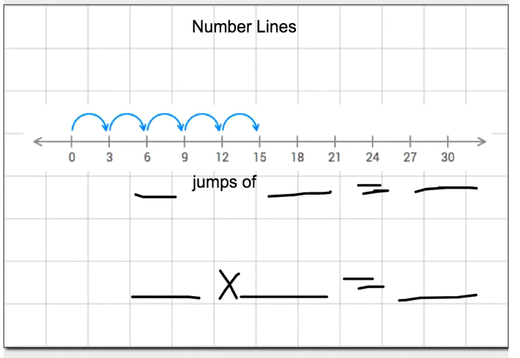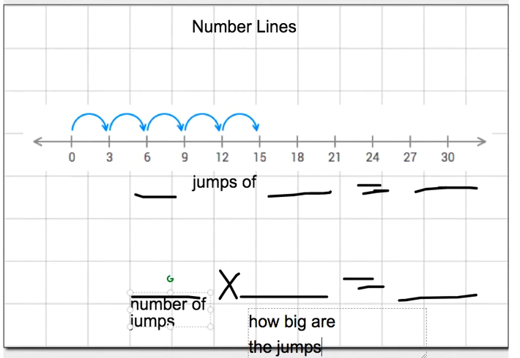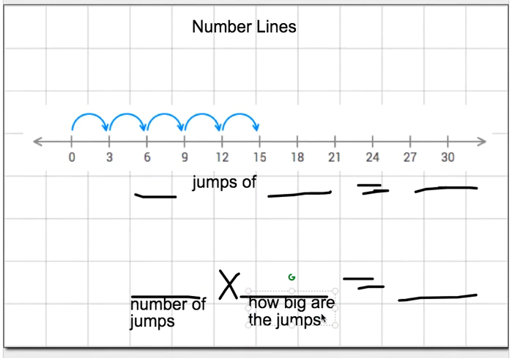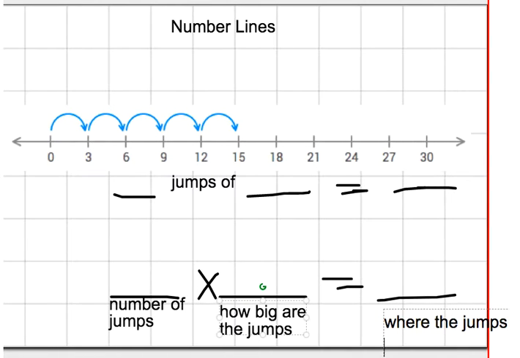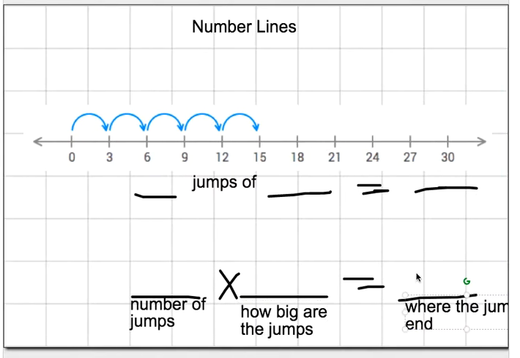So when they see the first line, it's going to mean number of jumps. The second one is going to mean how big are the jumps. And the last one is the answer, so where the jumps end.